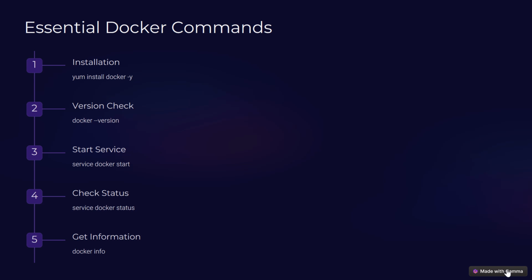Here, in order to install Docker, the command is yum install docker -y. If you want to check the Docker version, the command is docker --version. If you want to start the service of Docker, the command is service docker start. Once you have successfully started the service, you need to check the status, whether it is running or not, to confirm the same. So the command is service docker status. And if you want more information about Docker, the command is docker info.